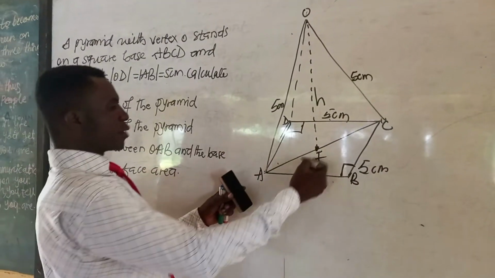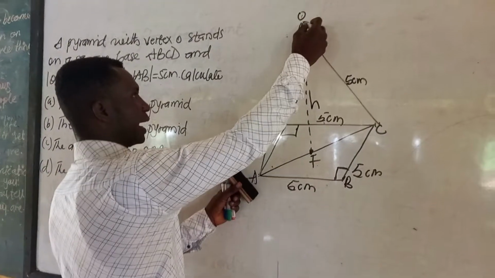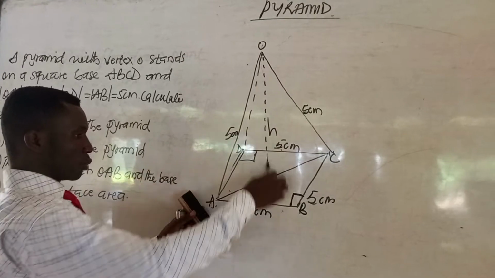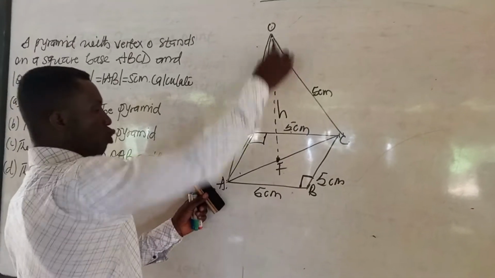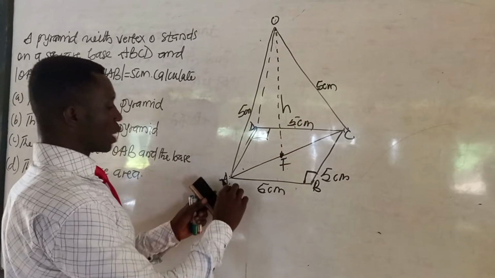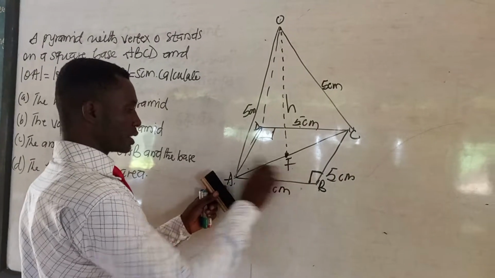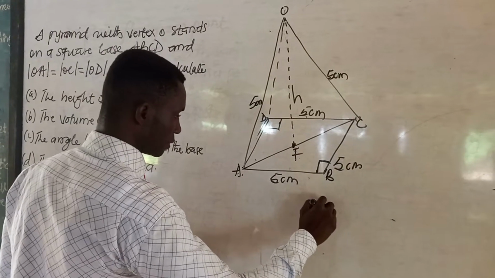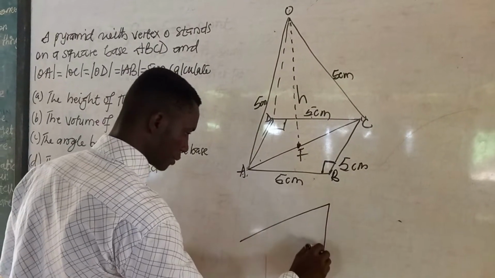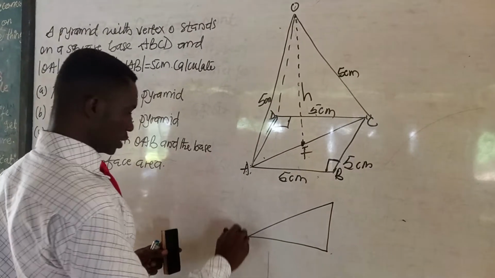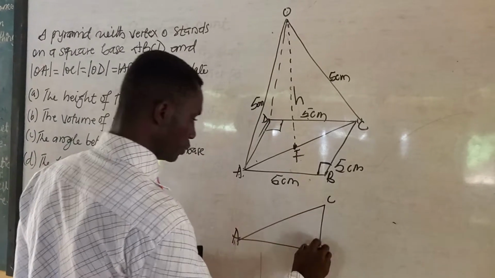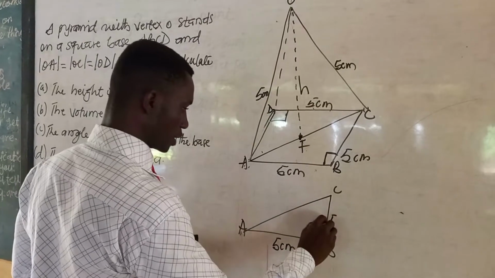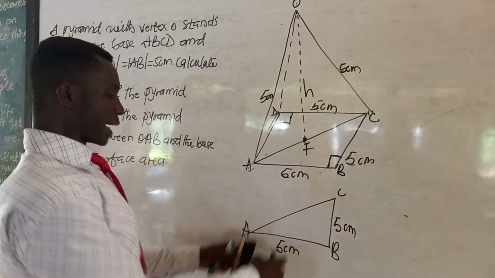Now, if I know AF, I know this side OA, I can use Pythagoras Theorem to calculate the height OF if I know AF. How do I get to know AF? AF is half of AC. So if I take this triangle out, this right triangle, with here A, C, B, with here 5 centimeters, here 5 centimeters, then I can use Pythagoras Theorem.